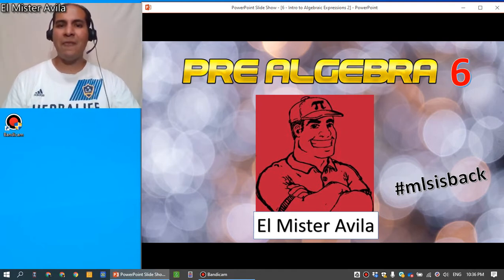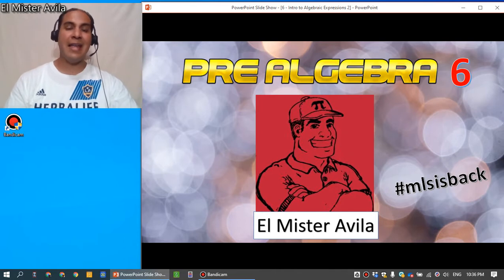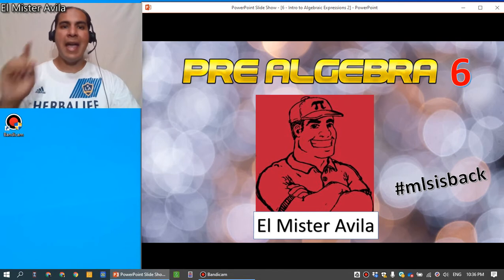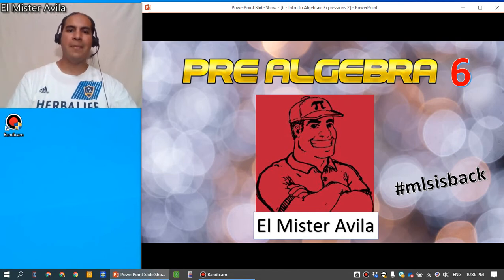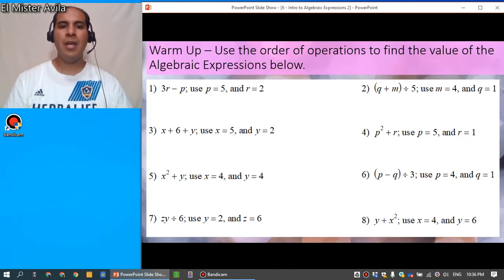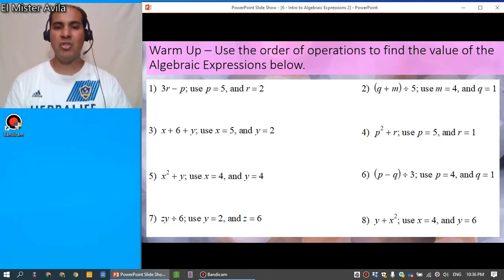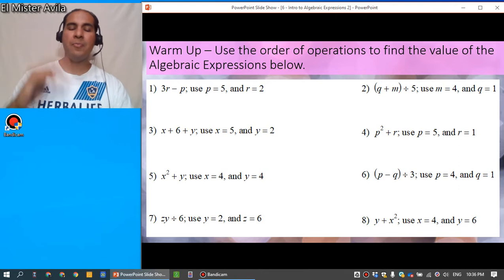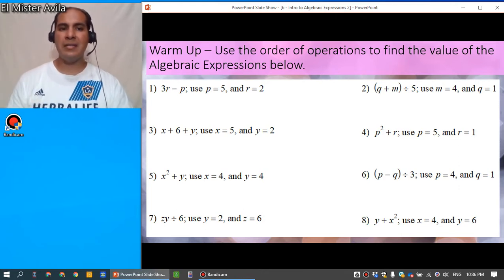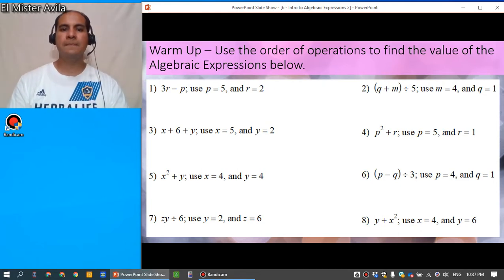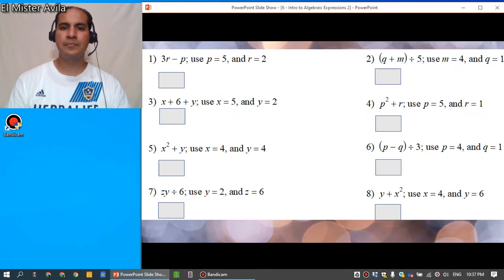As always, make sure to have a paper and pencil for these lessons as they are interactive. You're supposed to work these out to see if you get them right. And the first thing we're going to do is our warm-up. Here it is. Please use the order of operations to find the value of each of the algebraic expressions below. This is a review of the previous lesson, so please write these down, pause the video, and when you're ready, move on to see if you have the answers correct. And we're moving on in 3, 2, and 1.